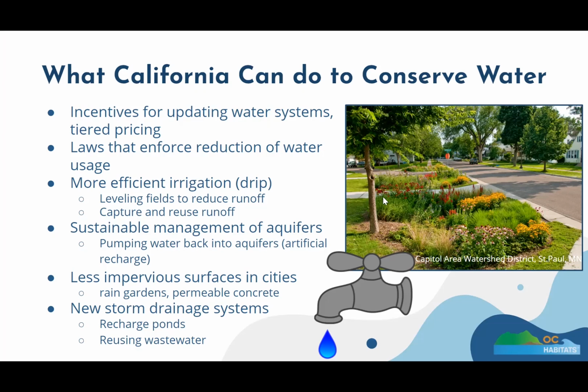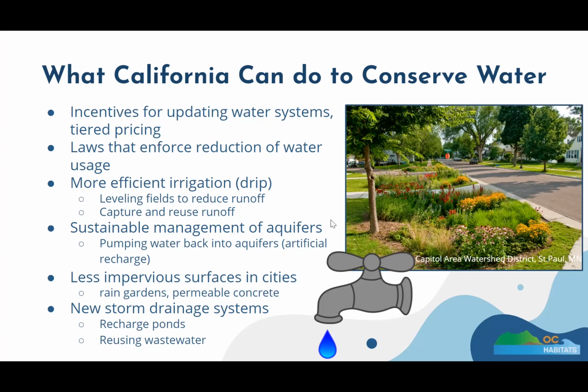Also, we can try to sustainably manage our aquifers. We can try not to overpump from them. And there is something called artificial recharge, where you can put water back into the aquifer to try to keep it at the level that it is, even though we're taking a lot of water out of it.